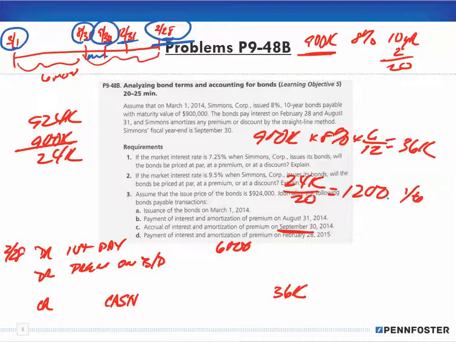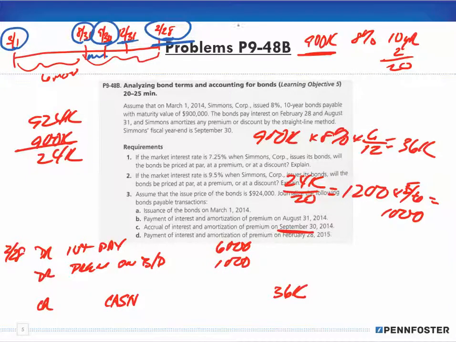because we were accruing it. Well, this time we're going to take the remaining 5/6, the remaining 5 months. So 1,200 times 5 divided by 6 is $1,000. So the premium amortization on the bond payable is $1,000.